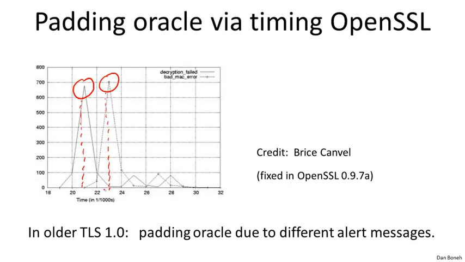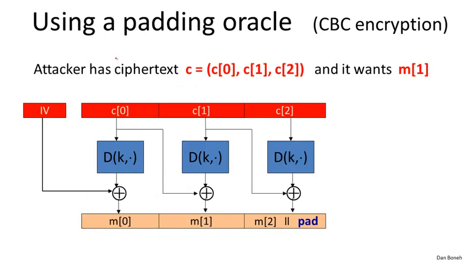So even though the same alert is sent back to the peer, the adversary can simply observe the time until the alert message is generated. If the time is short, it knows the pad was invalid. If the time is long, it knows the pad was valid, but the MAC was invalid. And as a result, the adversary still has a padding oracle that can tell it whether the pad was valid or invalid. So now let's see how to use a padding oracle.